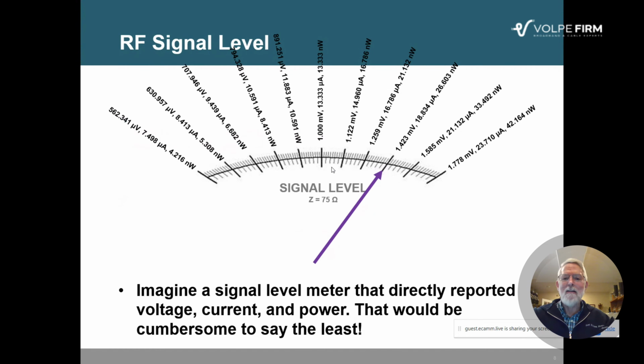And you can see the needle on the meter is pointed to a value that says it's 1.423 millivolts. Or if you're measuring current, if you could hook your signal level meter up in series with the circuit, you would measure, assuming 75 ohms impedance, 21.132 microamperes. Or if you were measuring it in terms of watts, this would be 33.492 nanowatts. A nanowatt is a billionth of a watt.